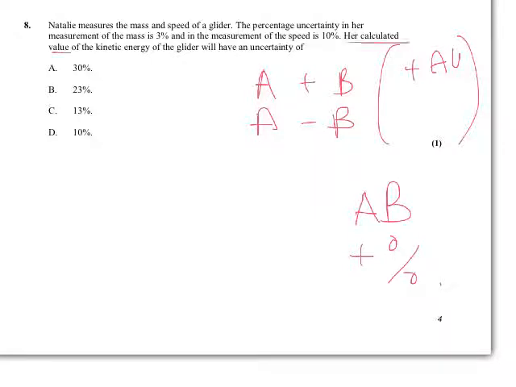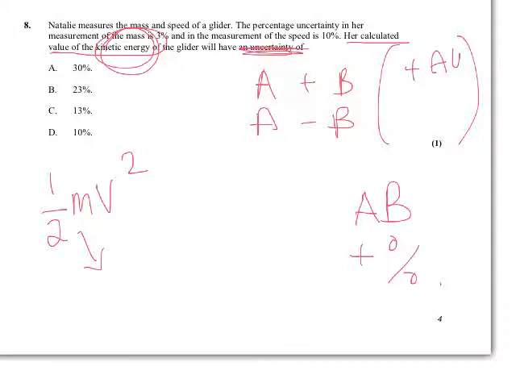Her calculated value of the kinetic energy of the glider will have an uncertainty of, well, kinetic energy is a half mv squared. So if we have a look, we have a mass and v squared. So what is the mass? 3%. What is v squared? 10 times 2. So we have 23.